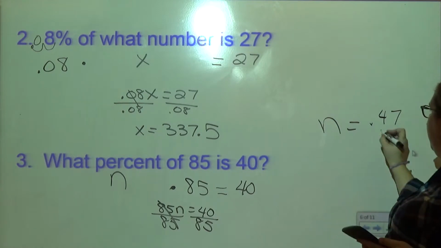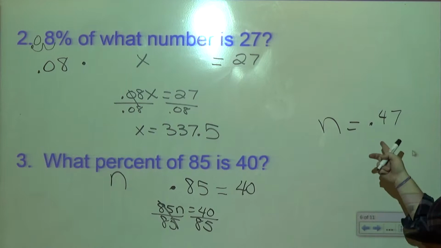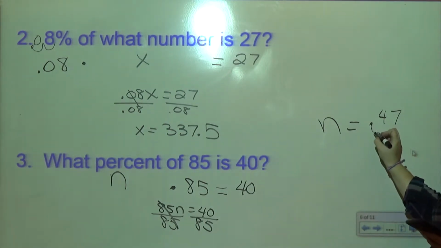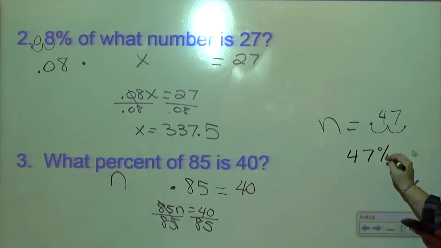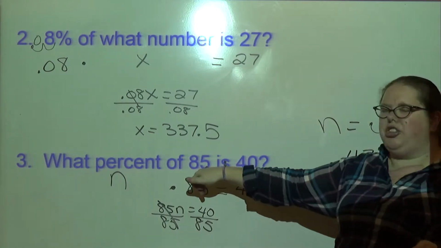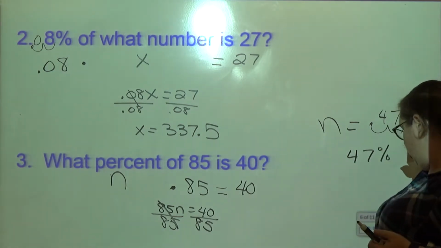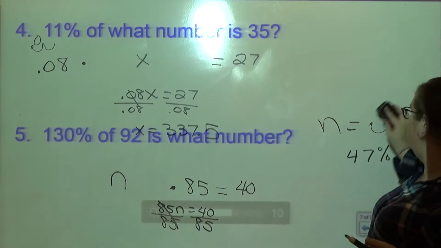0.47. But is that a percent? No, it says what percent, so we have to now turn this into a percent. So I'm going to go back 1, 2, 47%. That's it. And that makes sense, right? Like in the last video I said 40 is just under half of this. 47% is just less than half of 100%. Alright, pause the video, try these two on your own.